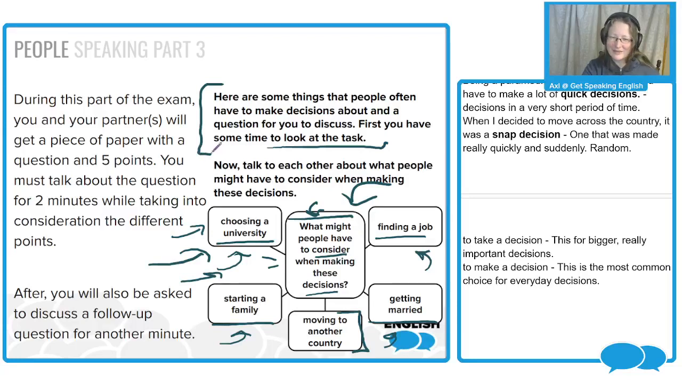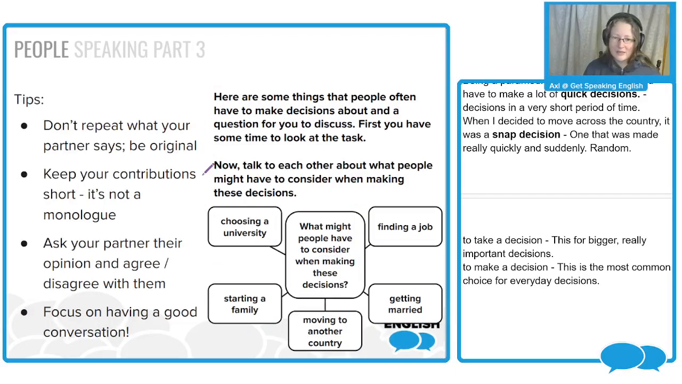Really important. And then they'll say, now talk to each other about what people might have to consider when making these decisions. And then basically what you want to do is have a discussion around these points, and then there'll be a follow-up discussion for you both to talk about afterwards for another minute.